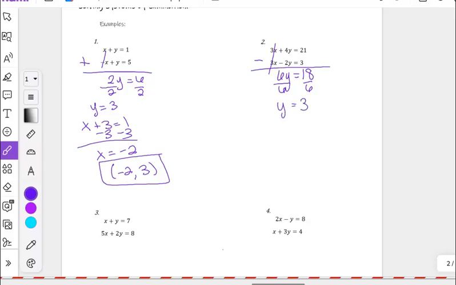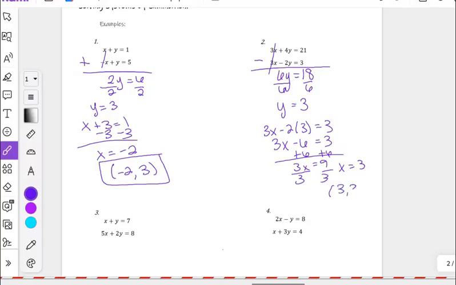So I'm going to go up to one of the original equations, and plug that in. So let's do the second equation. I have 3x minus 2 times 3 equals 3. 3x minus 6 equals 3. Add 6. 3x equals 9. Divide by 3. X equals 3. So my answer is 3, 3. That is my solution.